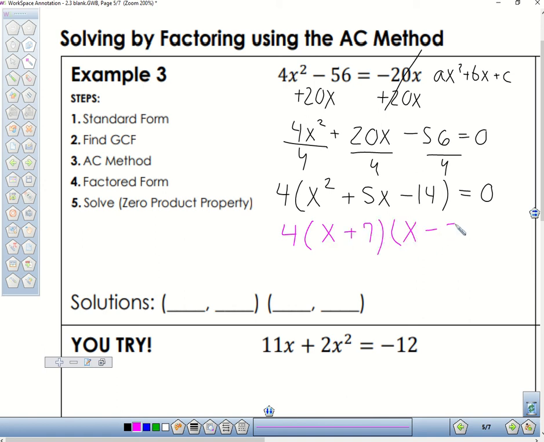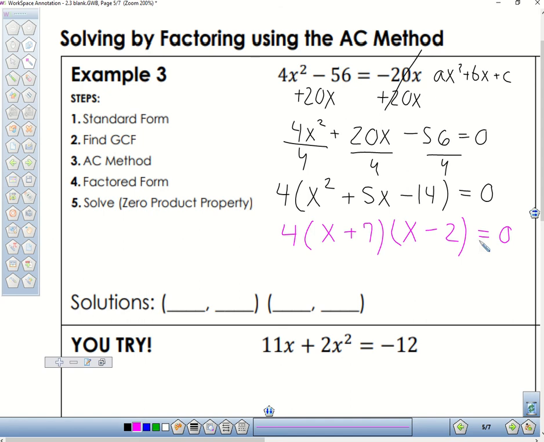So once you get the hang of it, you don't have to write them all out. I just show you that in the beginning. So this is where it's a little bit different. Now we have to use the zero product property.